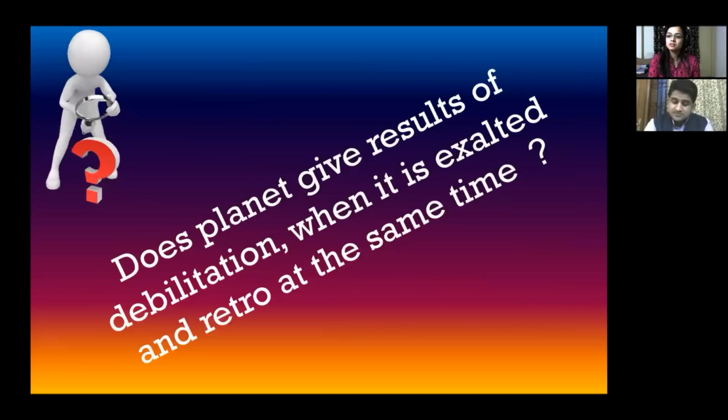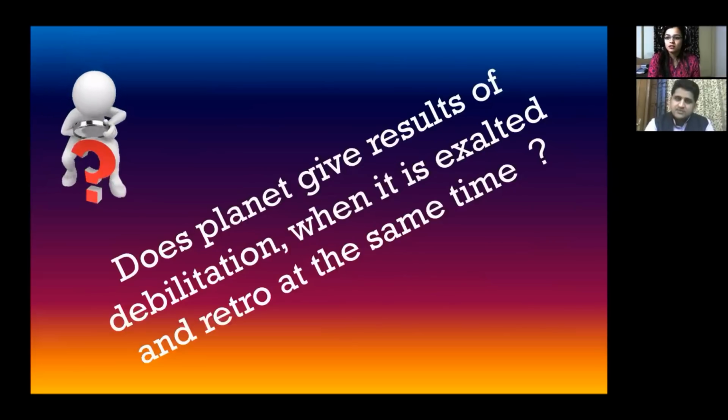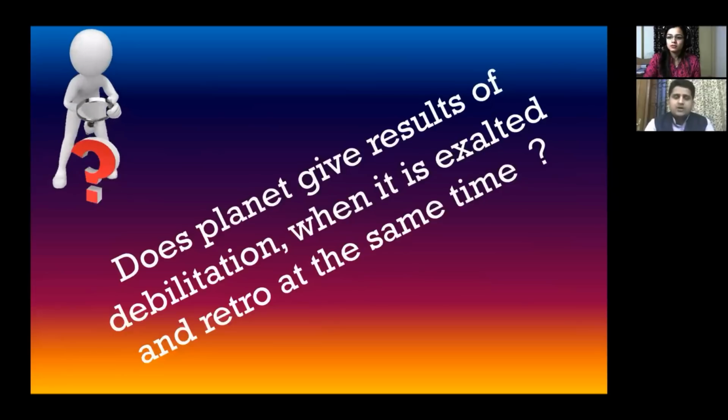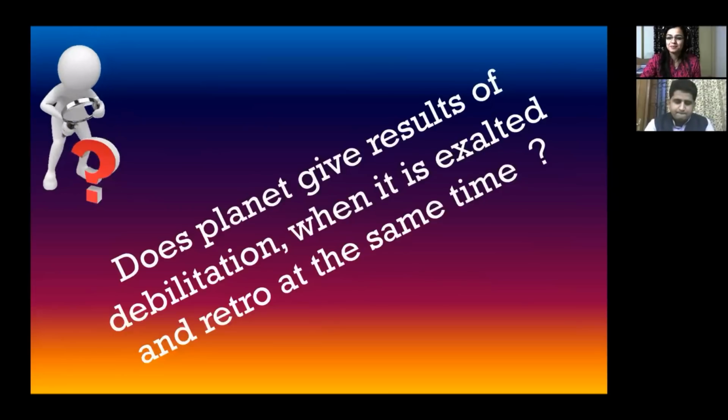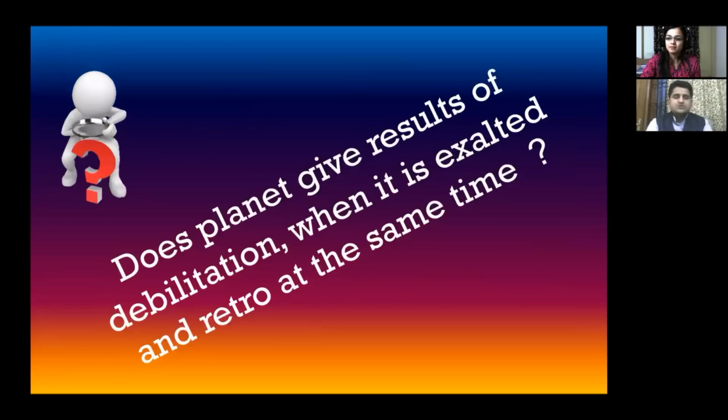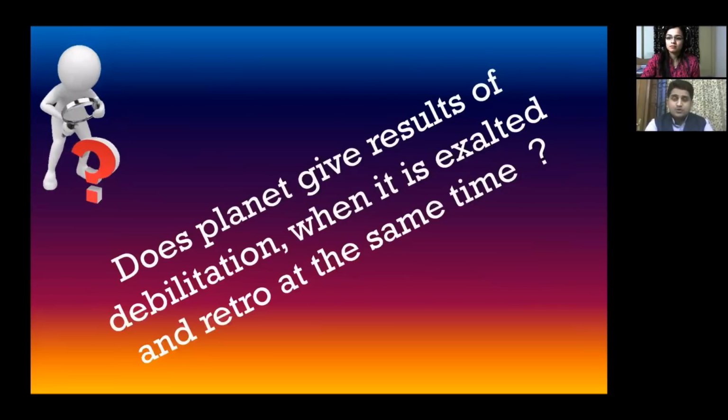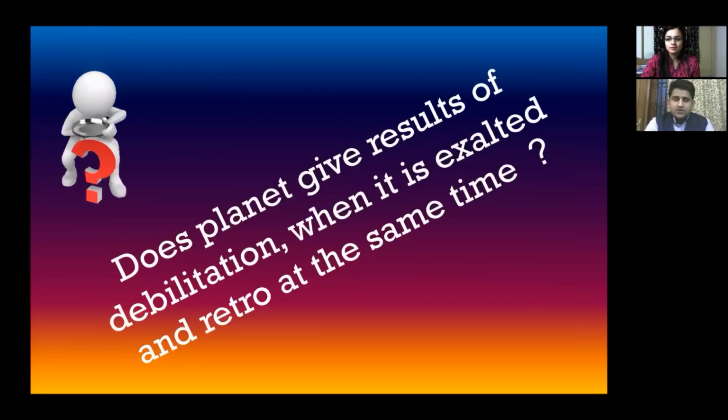Retrogression happens when the planet is very much closer to the Earth. Absolutely, when its orbit... Please go ahead, sir. Yes, you are right. A planet becomes retrograde when it comes closer to the Earth.